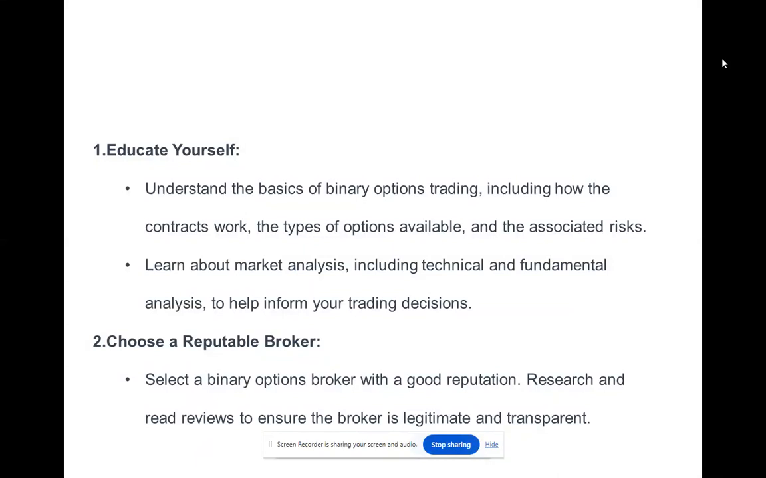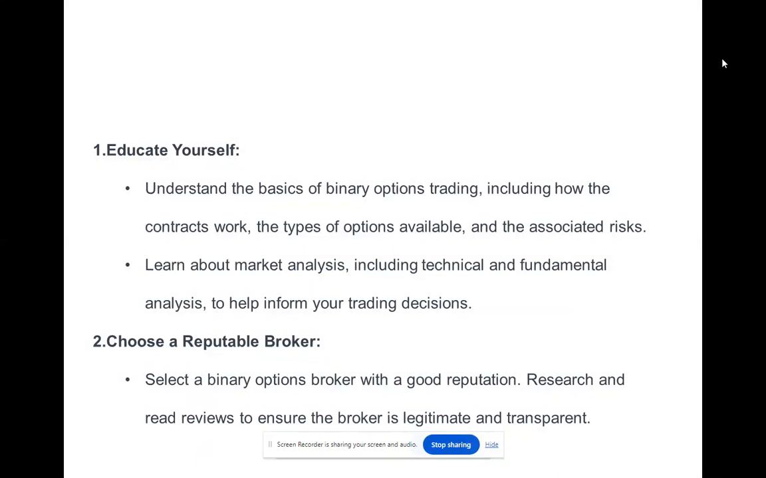Select a binary option broker with a good reputation. You must also do your research and read reviews to ensure the broker is legitimate and transparent. If I trade with IQ Option, that doesn't mean IQ Option will be operating in your country. If IQ Option is operating in your country, you can trade with it, or Pocket Option, or Olymp Trade. Same thing with Expert Option.